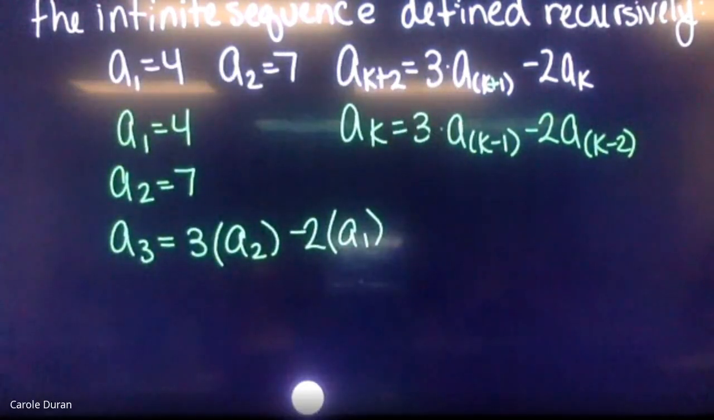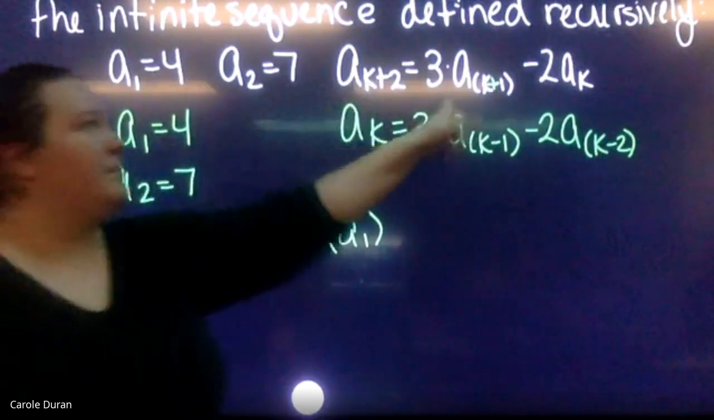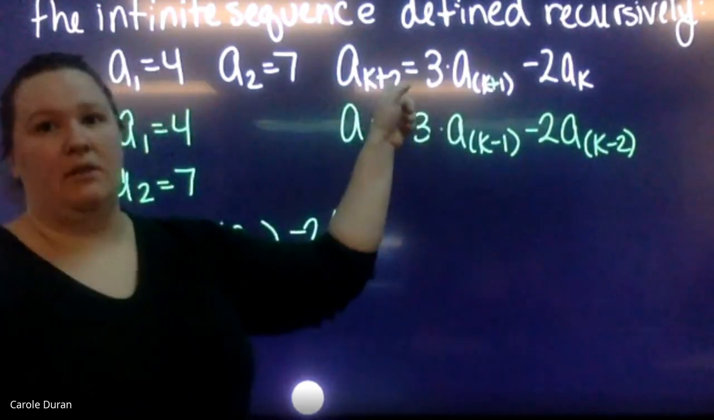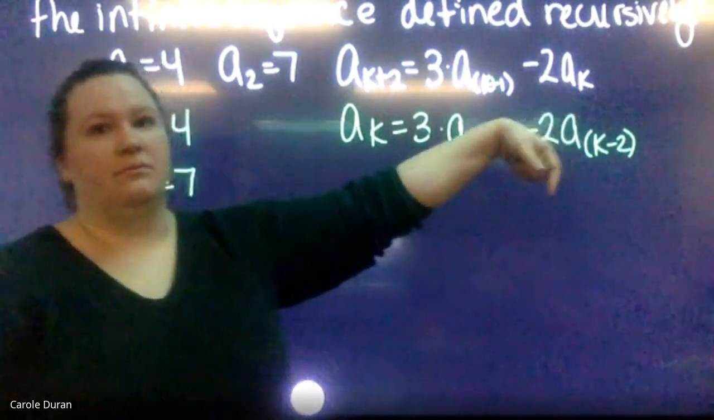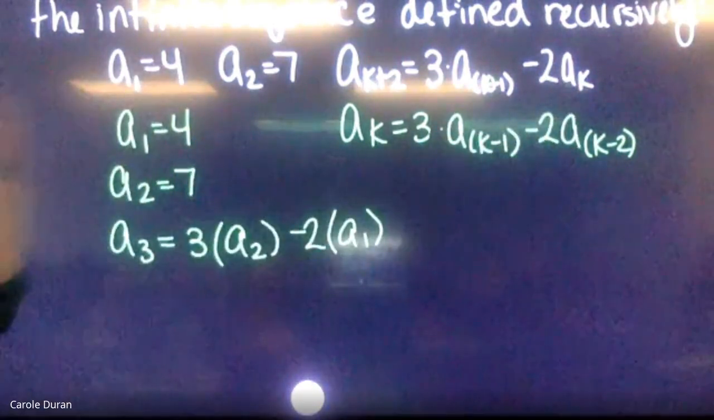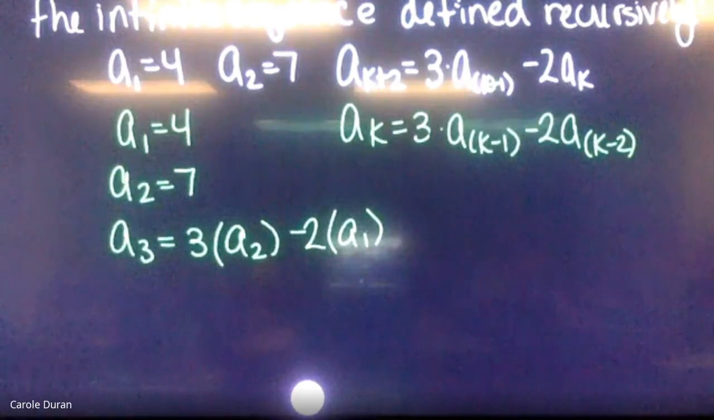For A of 3, k has to be 1, because 1 plus 2 equals 3. So that has to be A of 1. So k doesn't mean the term before. K can be any term that came before it. It doesn't have to be the one directly in front of it.